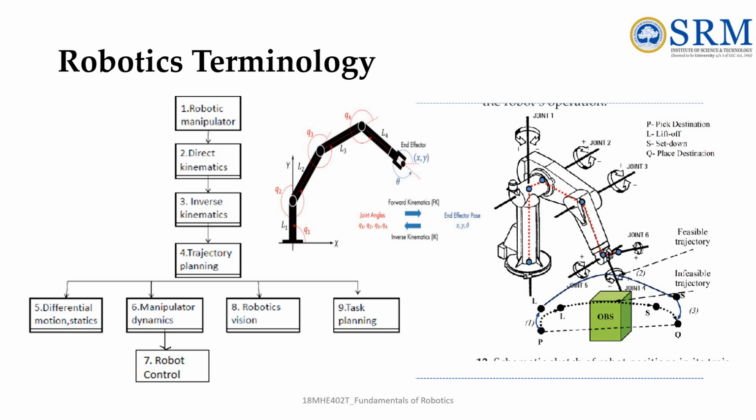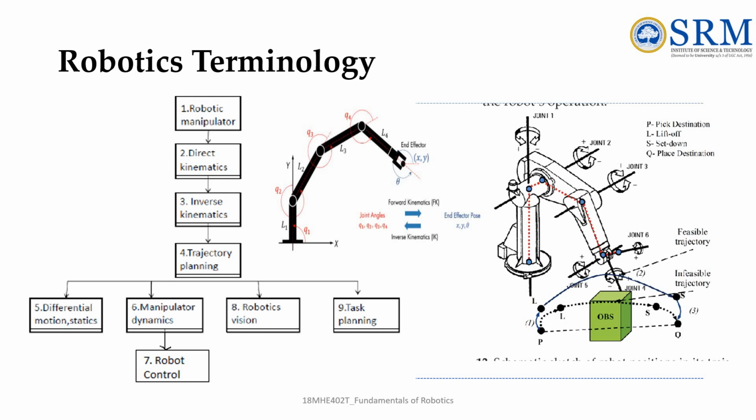So you have degrees of freedom. What are degrees of freedom? It is the number of independent directions or ways a robot's parts can move. Each joint typically contributes 1 degree of freedom. You have different terminologies in this. And apart from this, you have sensor fusion, machine vision, artificial intelligence, and machine learning. Haptic feedback is there.